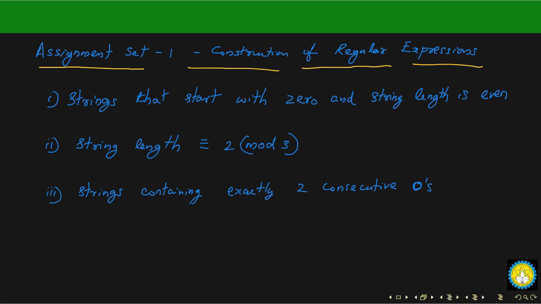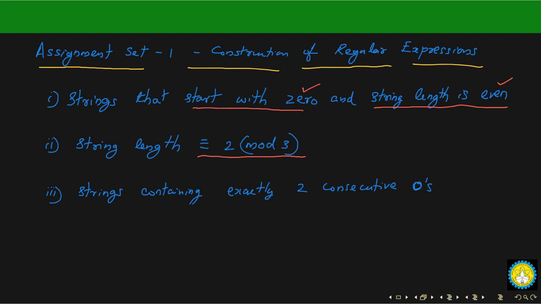Now, as an assignment, you can try the following questions. The first question is strings that start with 0 and the string length is even. So the condition here is that the string length is even and it starts with 0. The second question: string length has to be congruent to 2 mod 3. We have already seen a question where the string length is 0 mod 2. That's nothing but even.